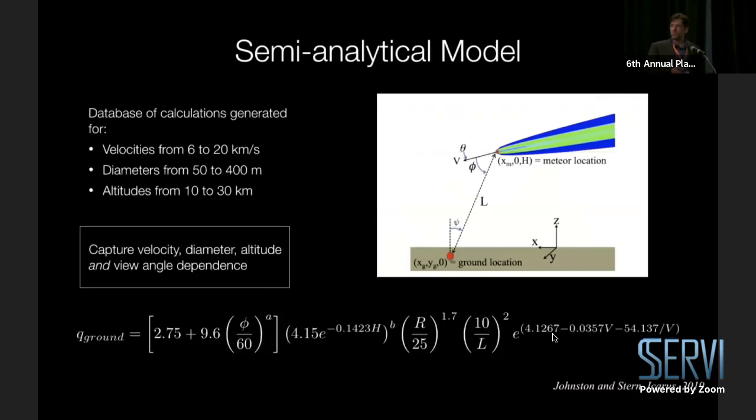planetary defense relevant regimes. So velocities going from 6 to 20 kilometers a second, diameters from 50 to 400 meters, and altitudes from 10 to 30 kilometers. We took all that data and came up with a correlation. What we wanted to capture, of course, as I mentioned at the outset, is that we have a nominal single luminous efficiency value. I think most people would surmise that that's probably not perfectly accurate. The first things you would look at are the velocity, the diameter, and the altitude that are going to vary. But we also wanted to capture that view angle dependence that I just mentioned.